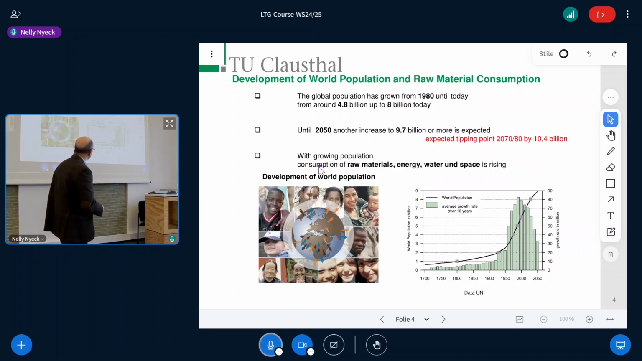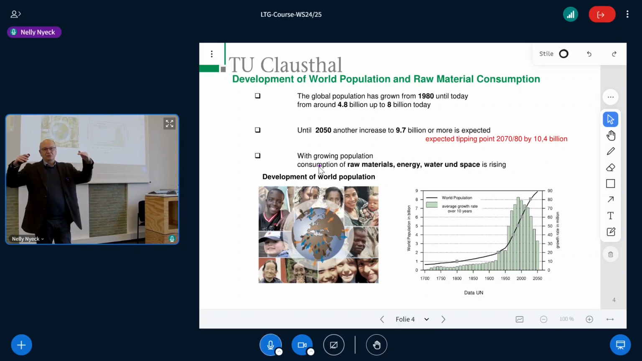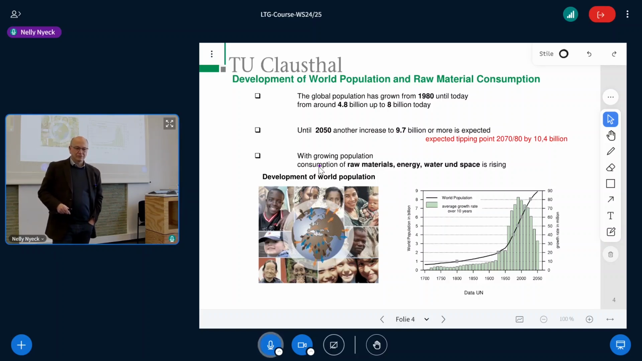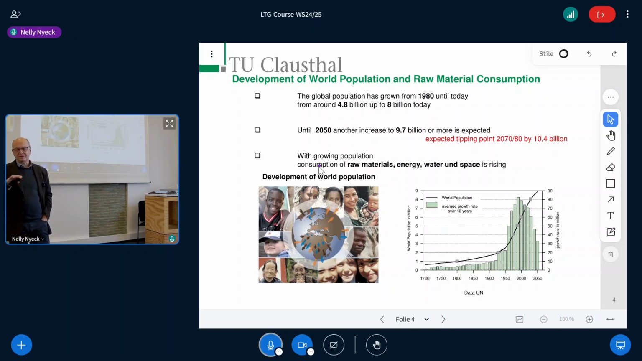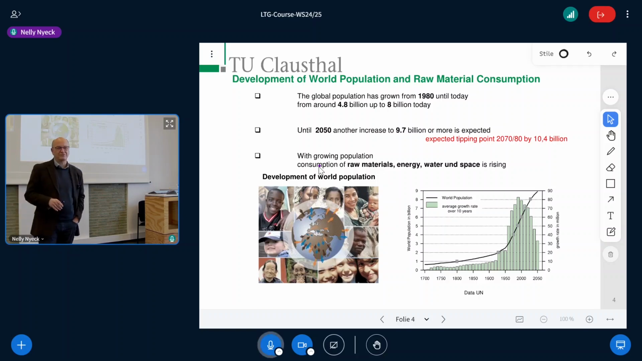Already since approximately the year 2000, the amount of growth in the population is going down. That means we will reach, maybe the latest dates are at about 10.4 billion people worldwide, maybe 2070, 2080. That's the latest numbers we got from the United Nations.